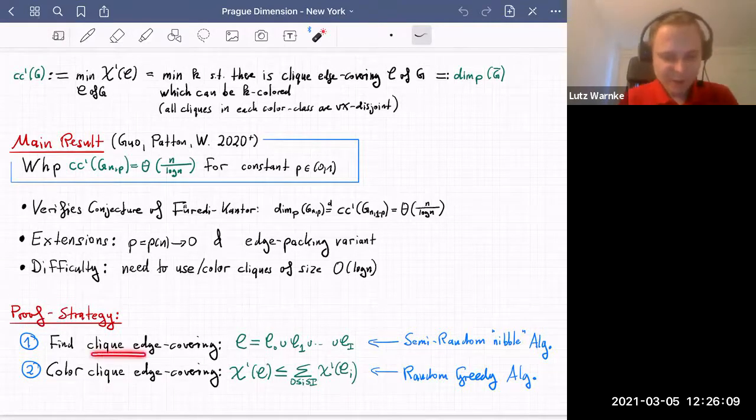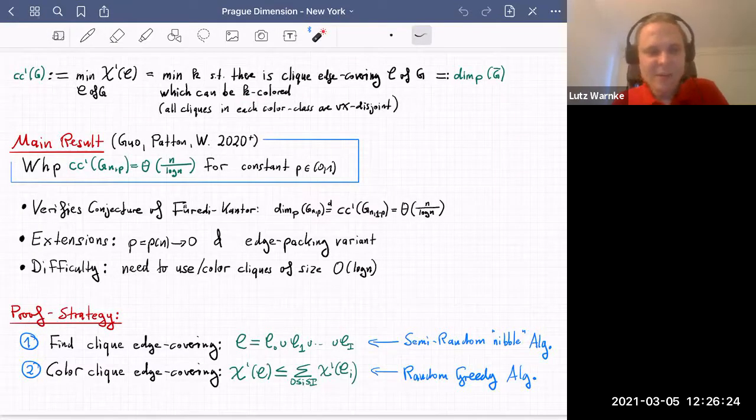So we're first going to try to find a clique edge covering of the graph, and I'll try to say a little bit more about that on the next page, but maybe not too much. There we use a so-called semi-random nibble type algorithm. That's a fancy word for abstractly saying that we construct the clique edge covering in small steps. Each time we add a certain number of cliques to our collection, then we make a break, then we again add a bunch of cliques to our collection, and so on and so forth.